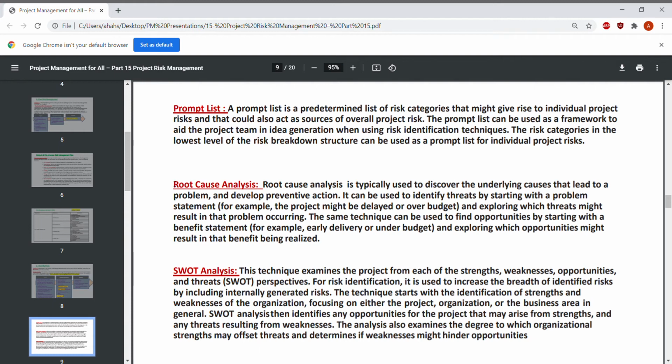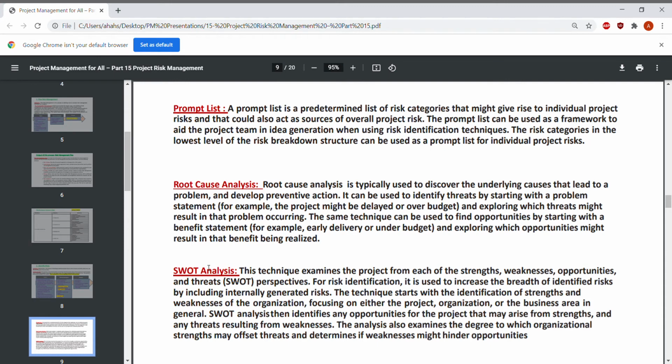The second tool is the root cause analysis. This is very important. Root cause analysis is typically used to discover the underlying causes that lead to a problem and develop preventive action. It can be used to identify threats by starting with a problem statement. For example, the project might be delayed or over budget, and exploring which threats might result in that problem occurring.